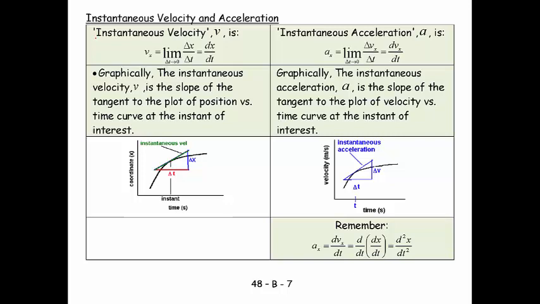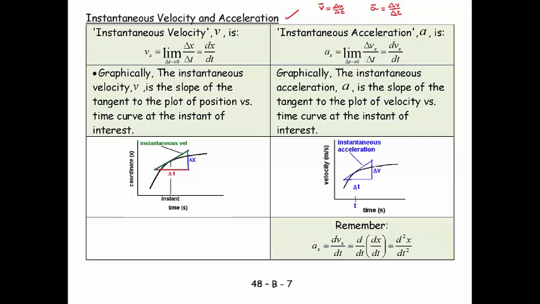So we're going to talk now about instantaneous velocity and instantaneous acceleration. We talked previously about the average velocity, and we designate that with a little line over the v. And we said, well, that was the displacement divided by the duration. And then we talked about the average acceleration, and we designate that with a little line above the a. And that is equal to my change in velocity over my duration.